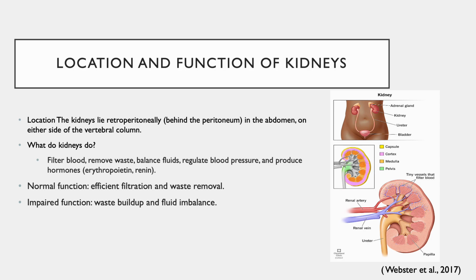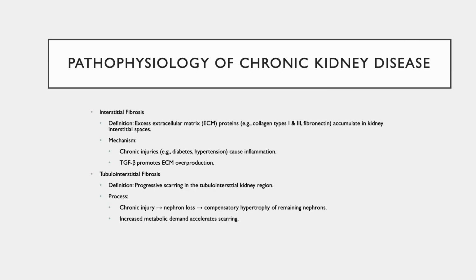So what do kidneys do? Kidneys play several essential roles in our bodies. They filter blood, remove waste, and help regulate fluid balance and blood pressure as well. They also produce hormones like erythropoietin, which helps with red blood cell production, and renin, which regulates blood pressure. In healthy kidneys, these functions happen efficiently, but when kidney function is impaired, waste accumulates and fluid and electrolyte balance is disrupted.